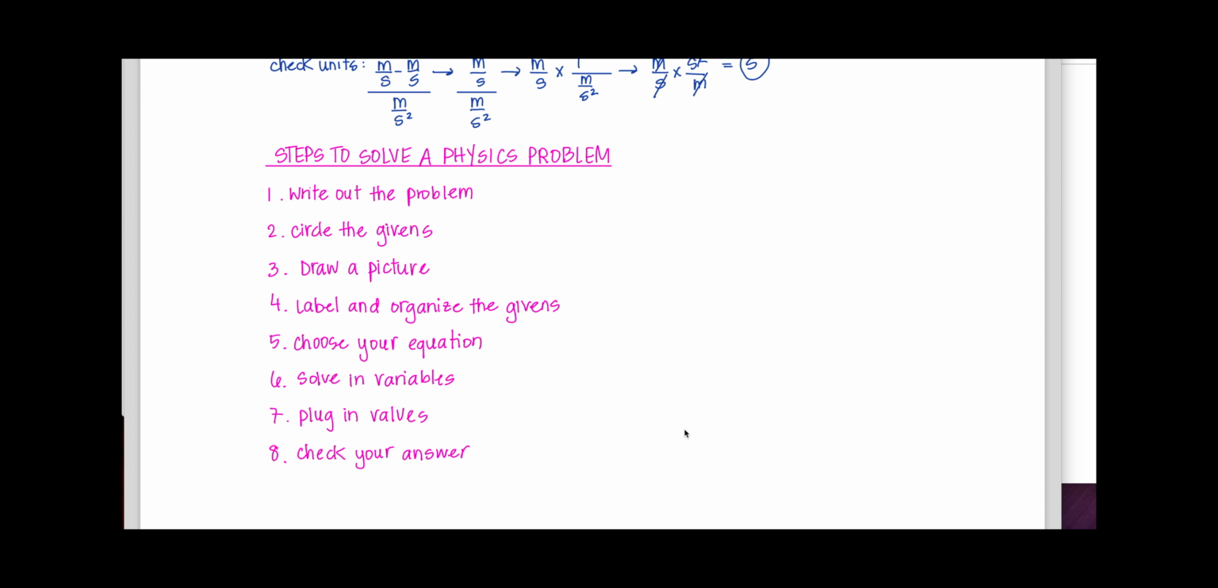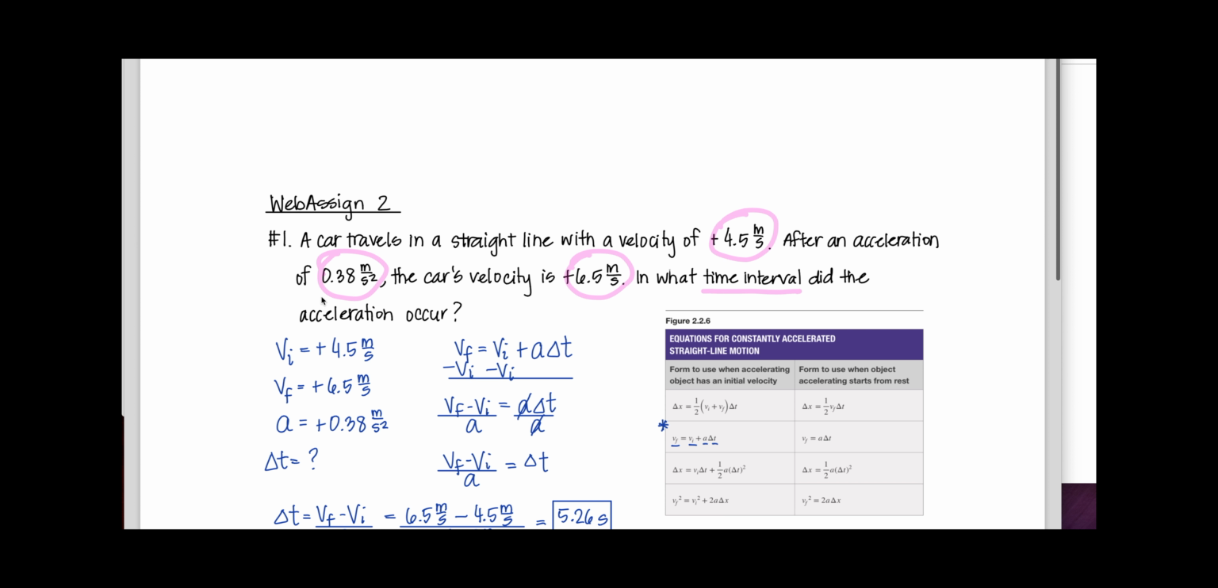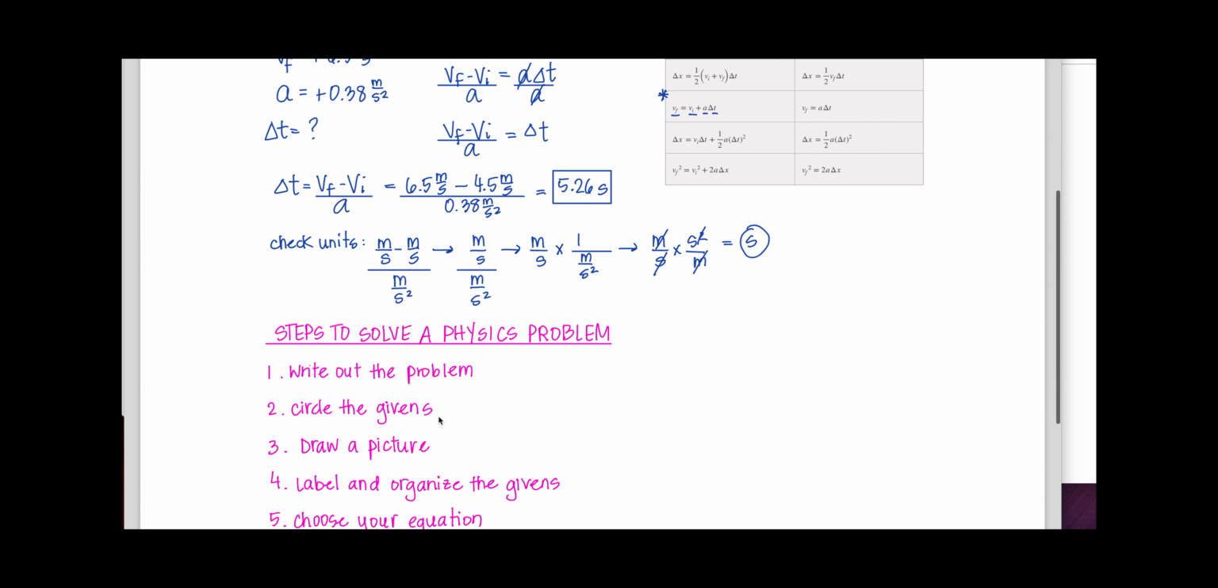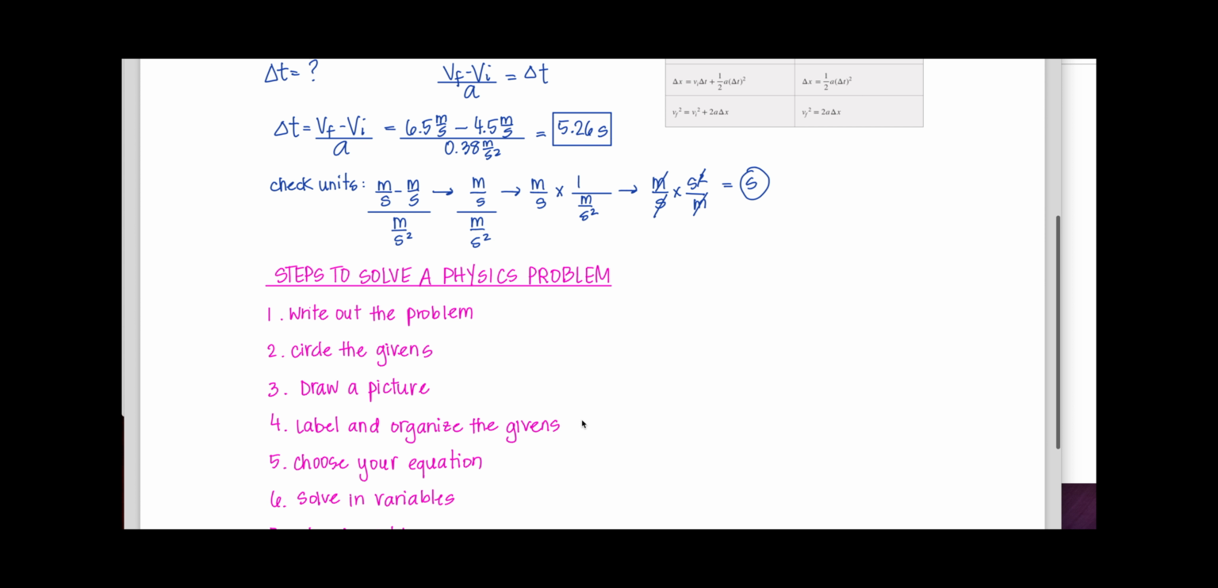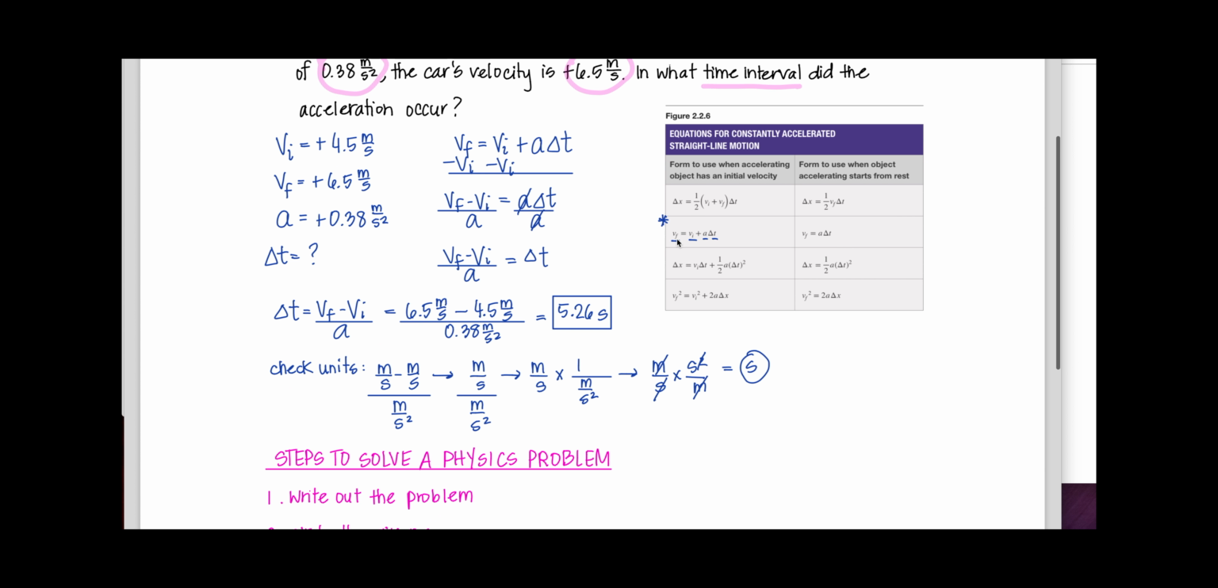Number 4, label and organize the givens, and by givens we mean the information given in the problem. So that would be the table that we made up here of VI, VF, A, and delta t, okay? That's labeling and organizing your givens. Number 5, choose your equation. So look at your table and see what equation has all of the things I'm given, as well as the quantity that I'll be solving for.